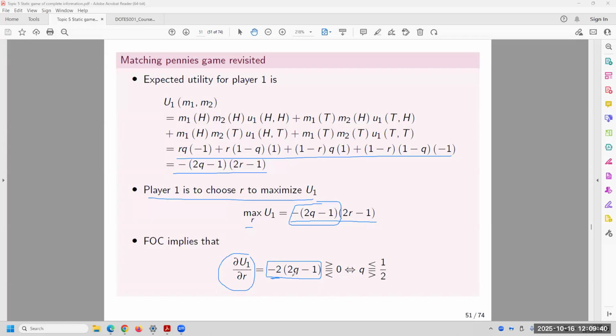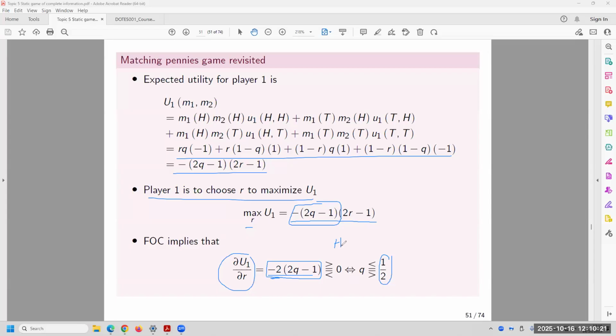And if Q is less than 1/2, the other guy is more likely to be tail than head. Then 2Q minus 1 is negative, so the whole term is positive. This means that you want R to be as big as possible, which means that we want head. Why? Because Q is less than 1/2, the other guy has more tail than head. You want to be different, so you want head 100% of the time.